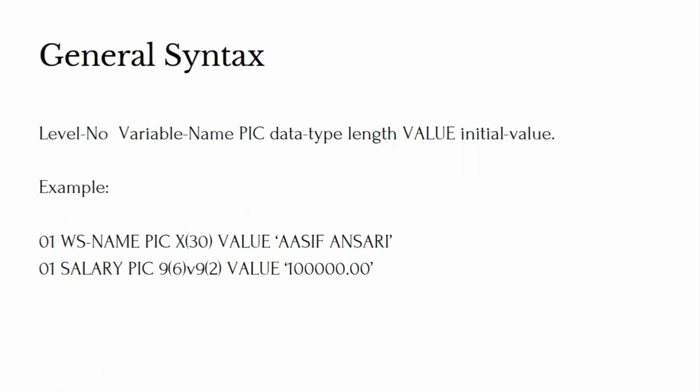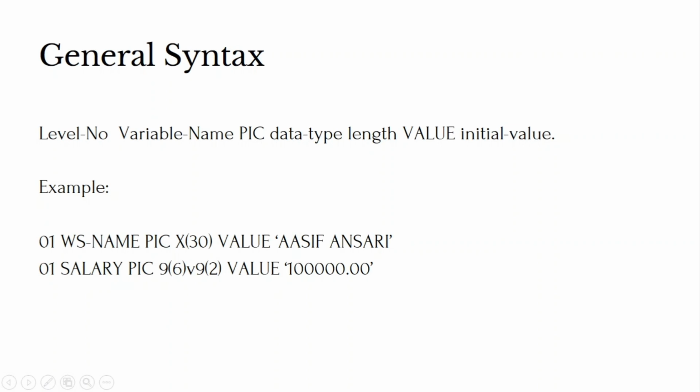Let's see the syntax. This is the syntax we use to declare a variable in the COBOL programming language. First is the level number. Second is the variable name. We give the PIC clause, data type, length, and initial value. If you see the example below, 01 is the level number. WS-NAME is the variable name. PIC clause we write as it is. X(30) denotes alphanumeric. Value is Asif Ansari, which is the name we have given.